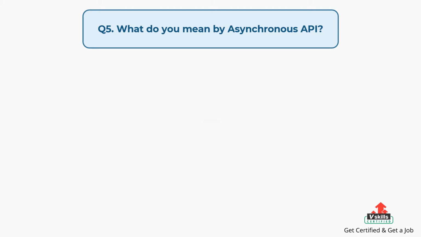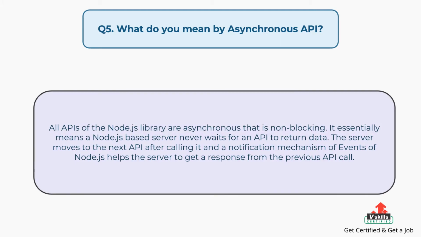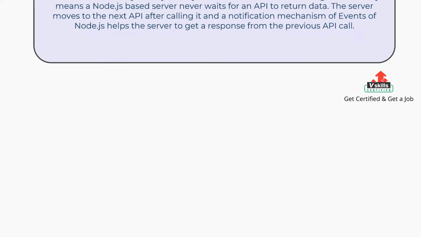The answer is all APIs of the Node.js library are asynchronous, that is non-blocking. It essentially means a Node.js-based server never waits for an API to return data. The server moves to the next API after calling it, and a notification mechanism of events of Node.js helps the server to get a response from the previous API call.